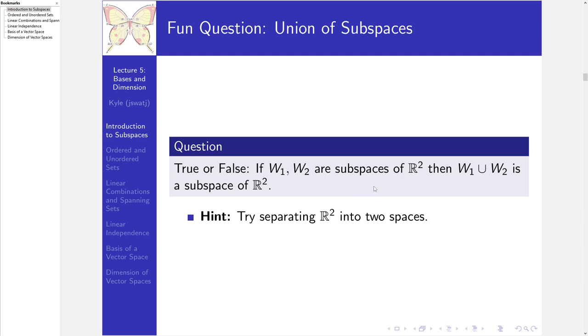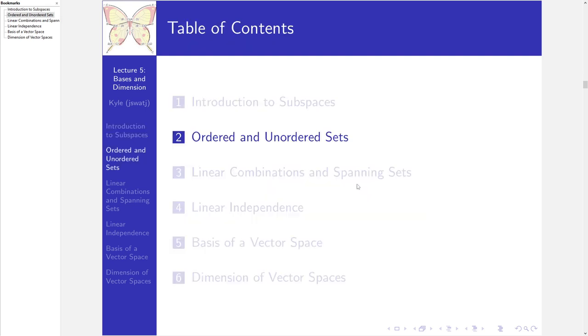Wait, now I'm thinking, did I write this correctly? If W1. Yeah, I'm trying to think. I might have written this wrong, actually. I'll double check on this. Yeah, I believe this is false. It's something like this, though. Yeah, I'll double check that.